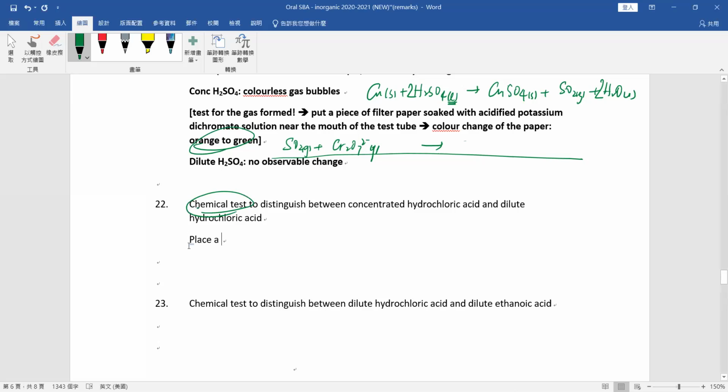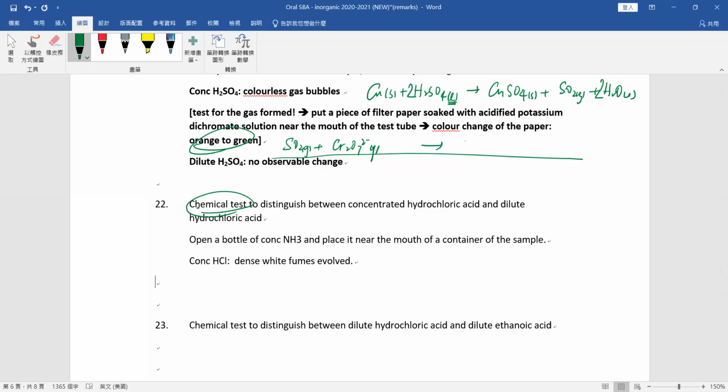Open the bottle and place it near the mouth of the container of the sample. So you may find with concentrated HCl, we've got some dense white films.